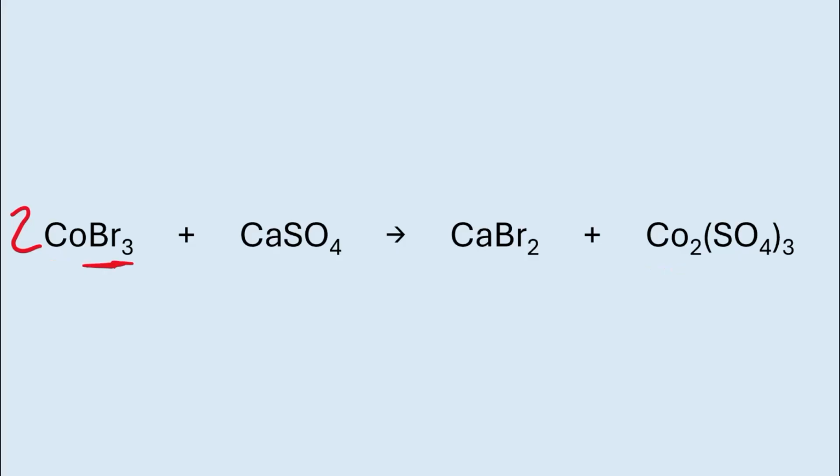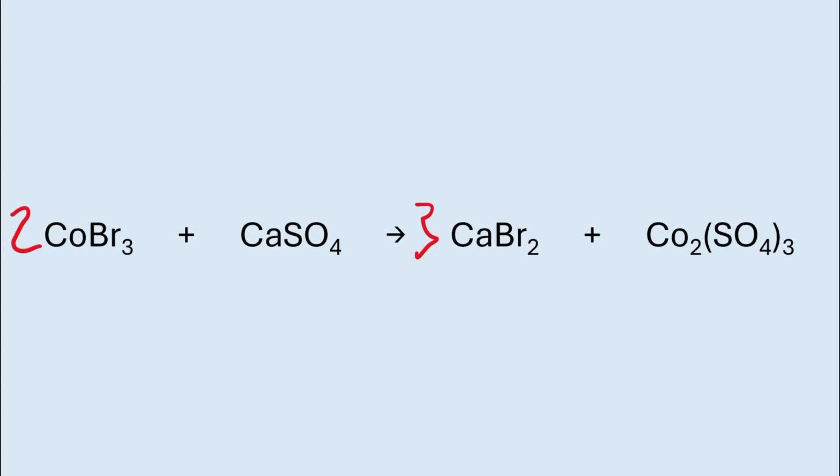We have 3 here, but actually we don't, do we? We've got 6, because every cobalt bromide uses 3 bromine atoms, but I've got 2 of the cobalt bromides. So I've actually got 6 bromine atoms at the start. At the end, I've only got 2 as part of the calcium bromide. Well, let's have 3 calcium bromides then, because that will use 6 bromine atoms. Bromine is now balanced.